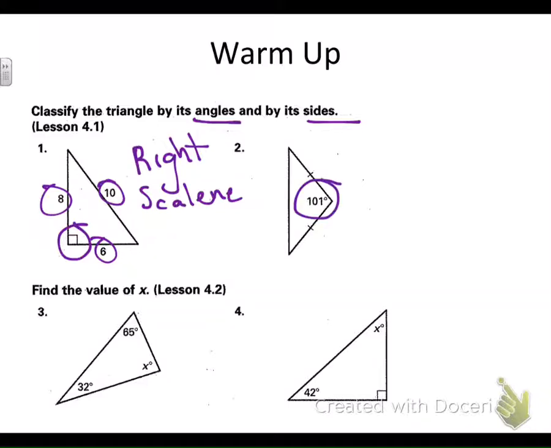The next one, this angle is bigger than 90, so it's obtuse. Two of the sides are the same, so it is isosceles.